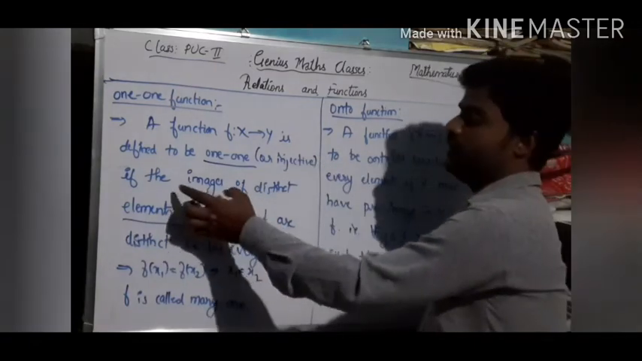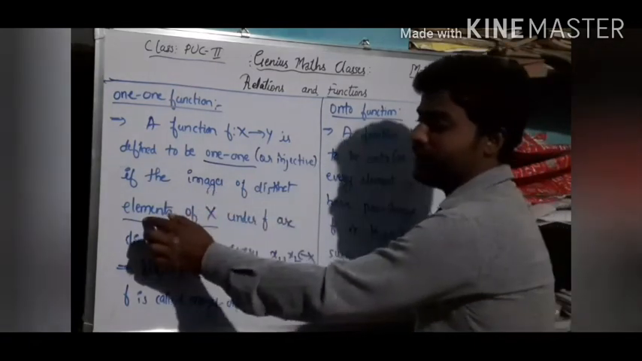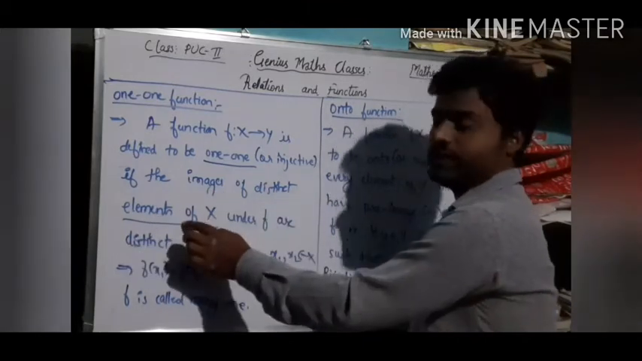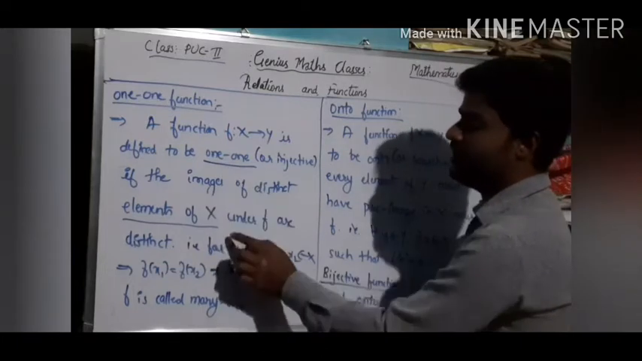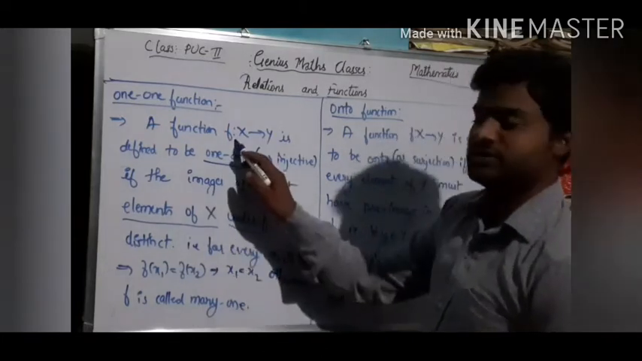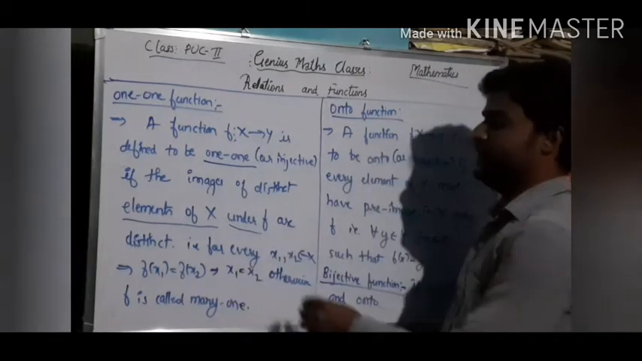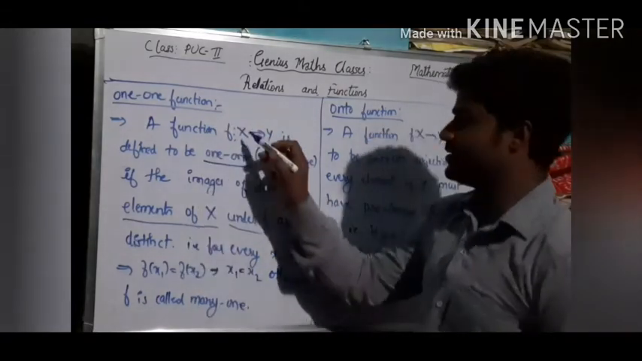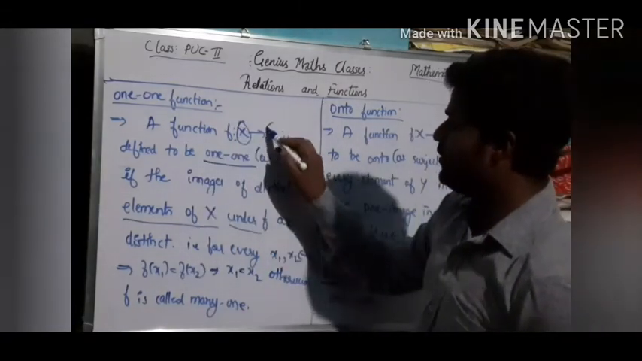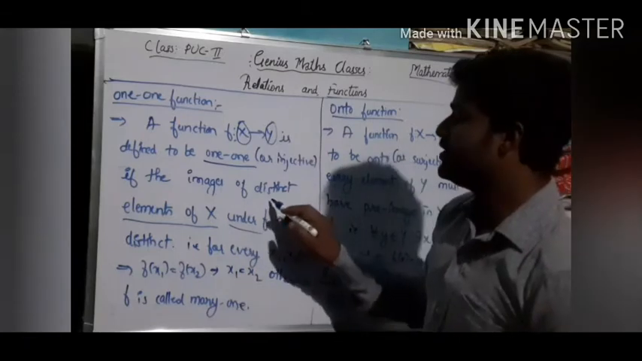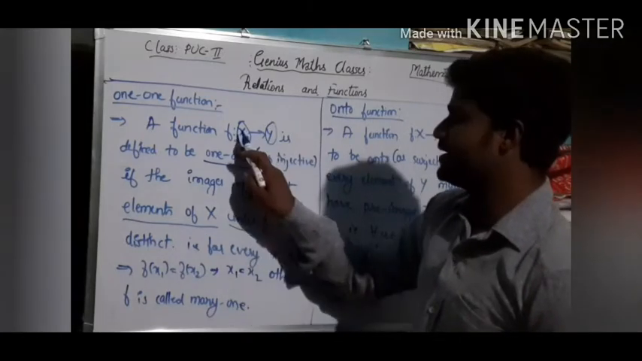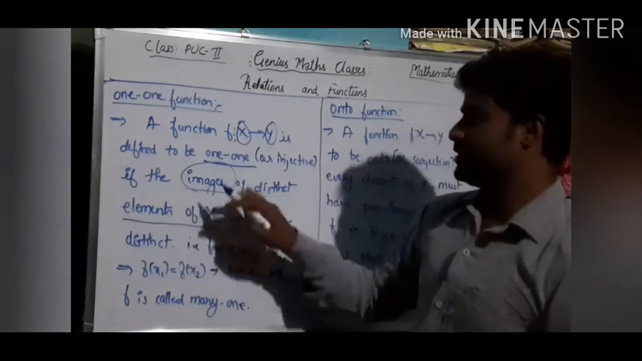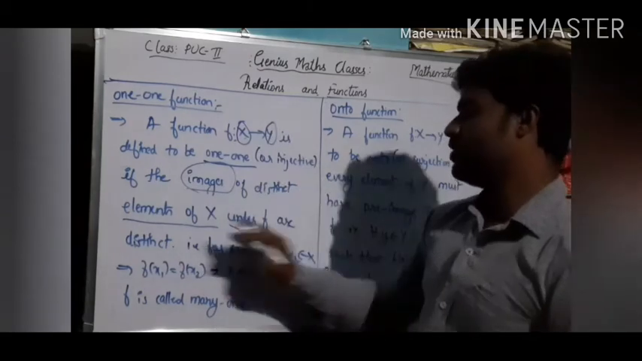Just here, this phrase: the images of distinct elements. It means the images of different elements of x under f are distinct. For distinct elements present in x, it should have different images. It means distinct elements must have different images under f. It is called a one-one function.